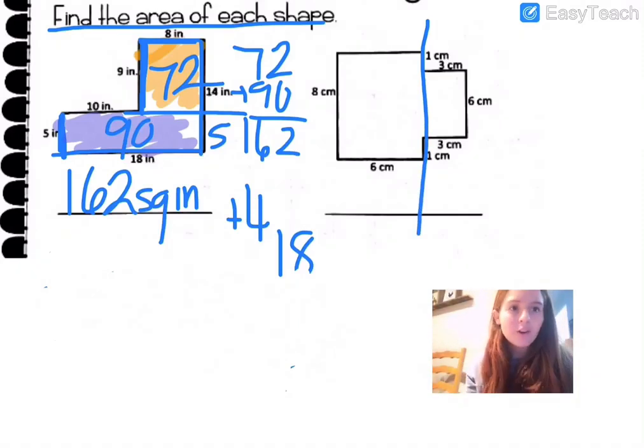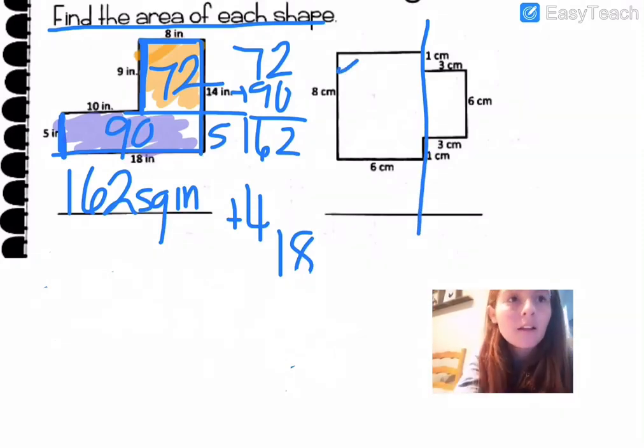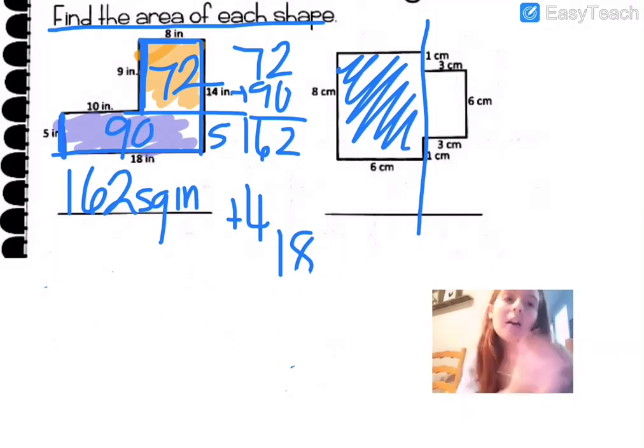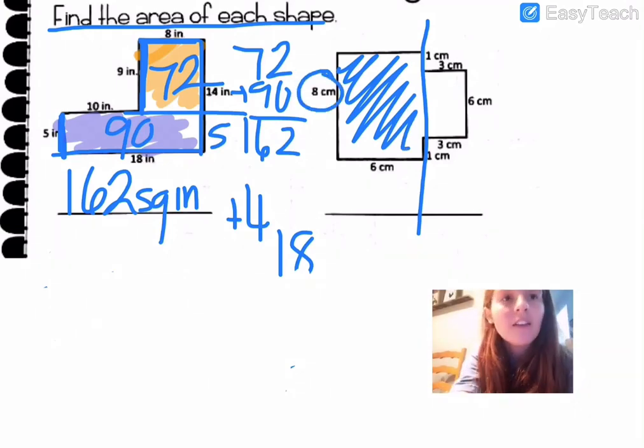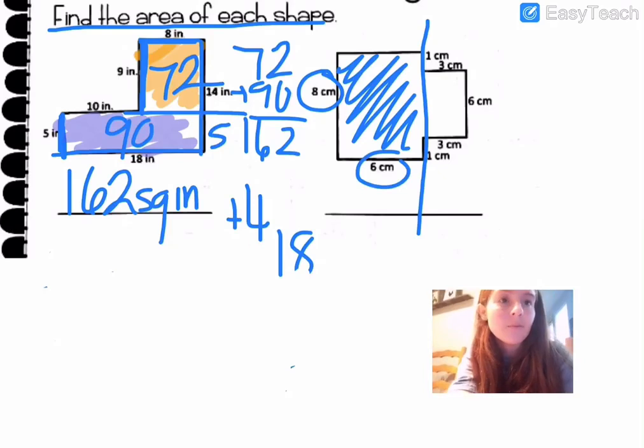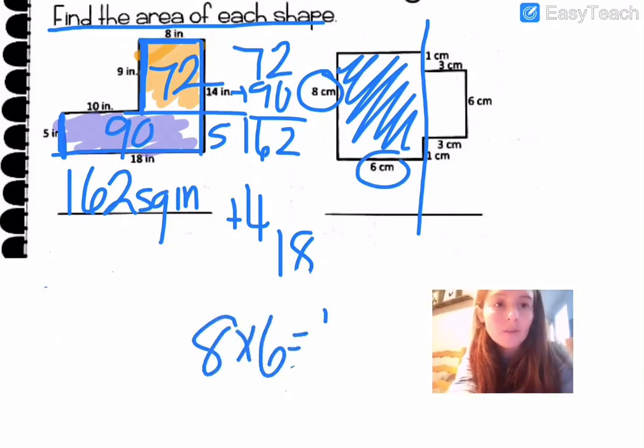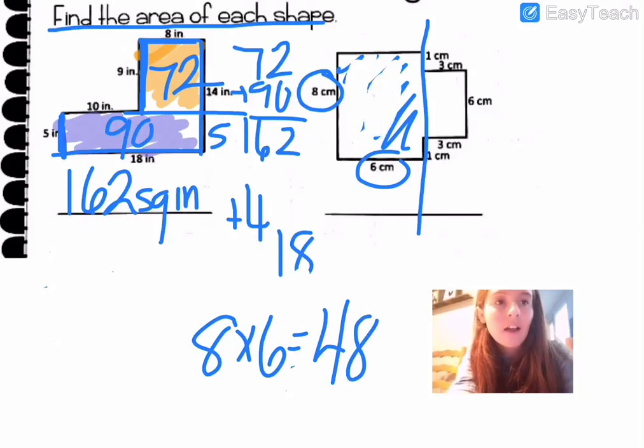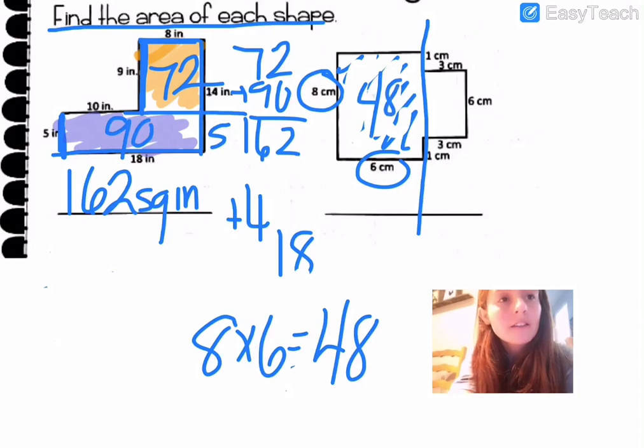And so what I'm going to do first, I'm going to see if I can find my length and width of that rectangle. I see I have 8 here and 6 here. So I'm going to do 8 times 6, which gives me 48. So the area of the inside of that part of our shape is 48.